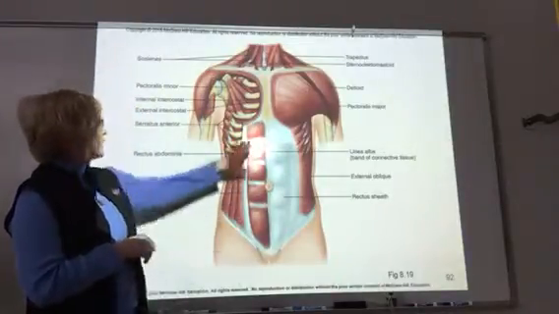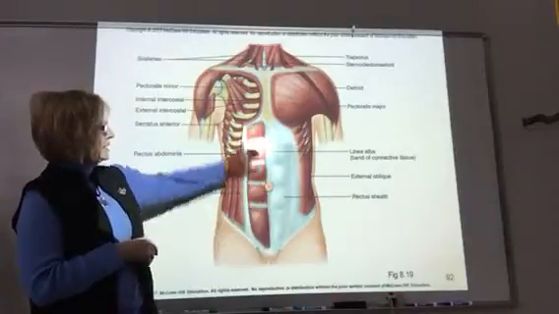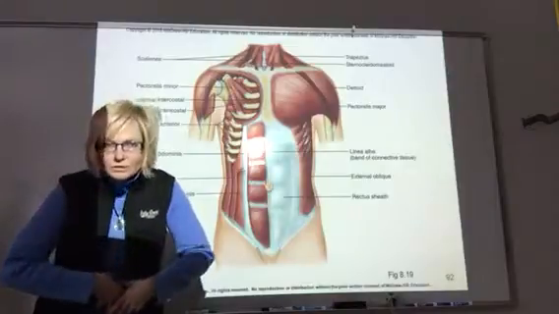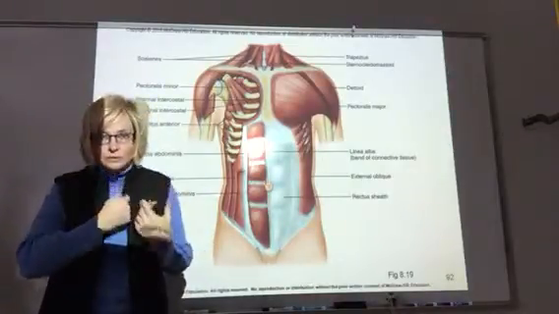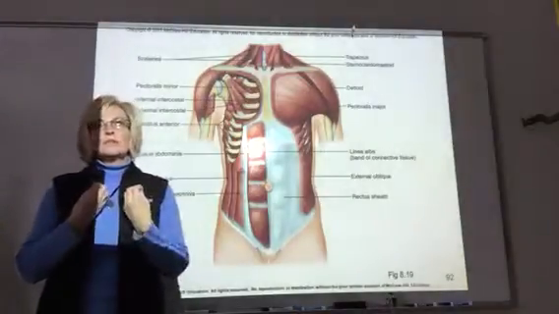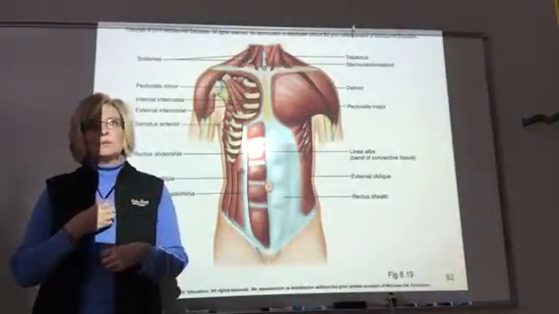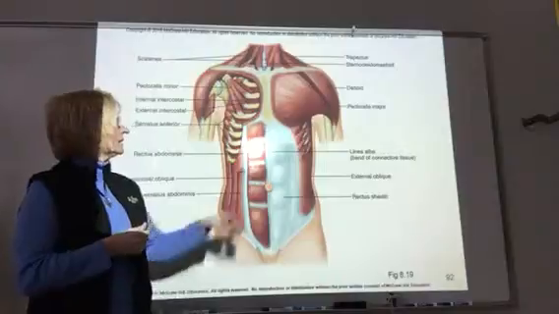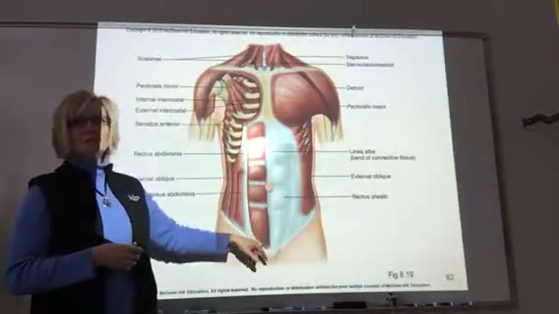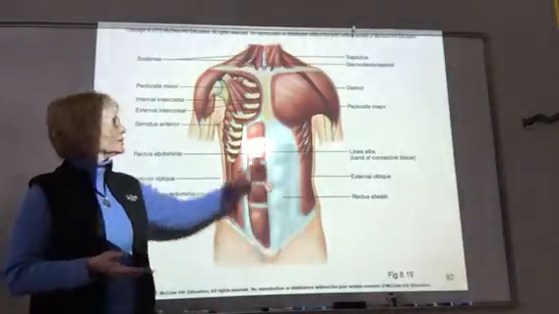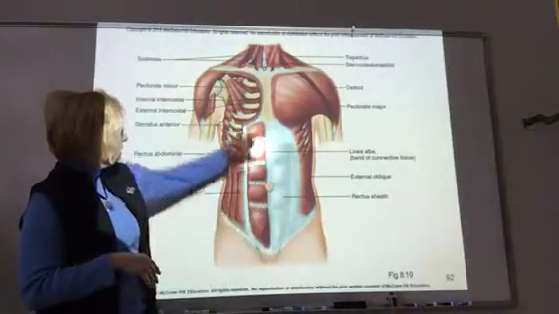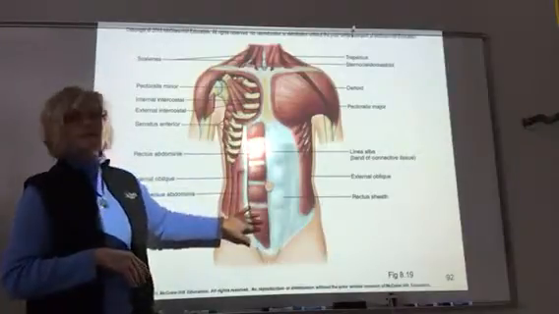So linea alba, here's the xiphoid process all the way down, white line, band of connective tissue. Rectus abdominis run up and down, so therefore when they contract, they're going to flex, they're going to pull your trunk down. So when you start thinking that way, if it's pulling this way, the insertion needs to be up here. The origin is the immovable part, so it's going to pull that part down. So rectus abdominis runs up and down.